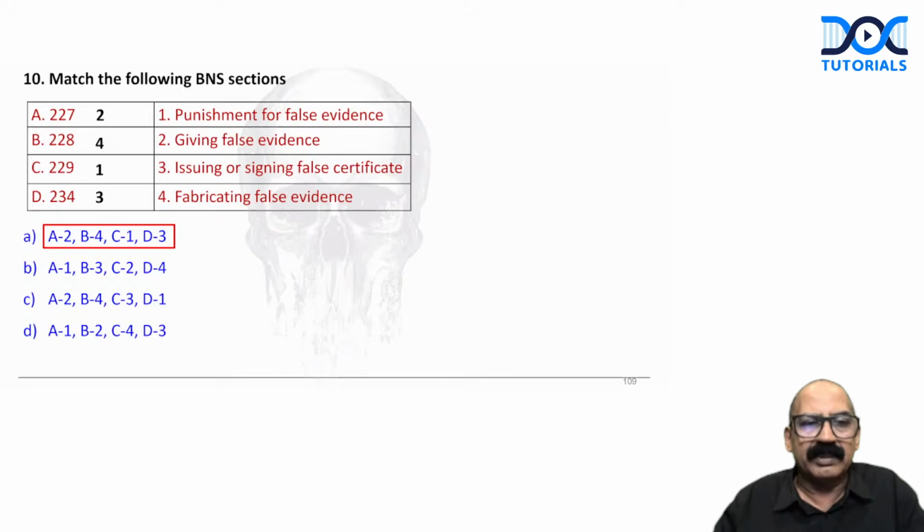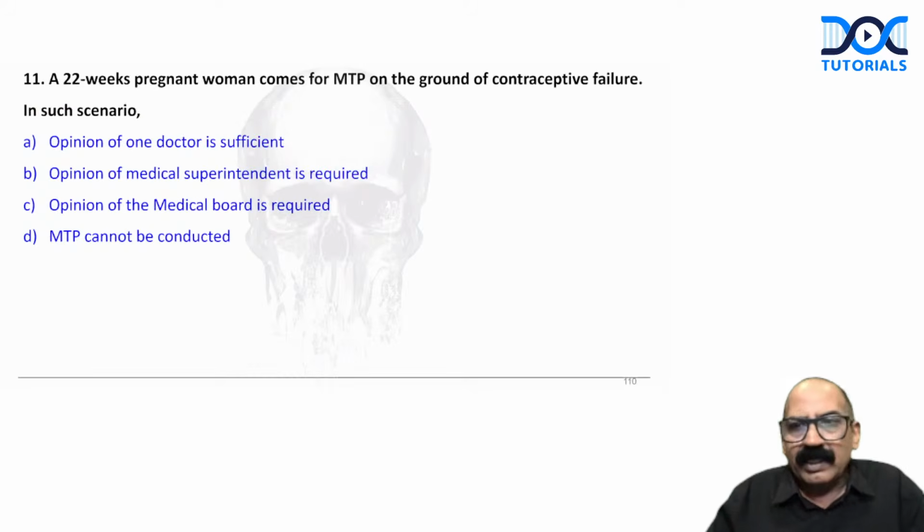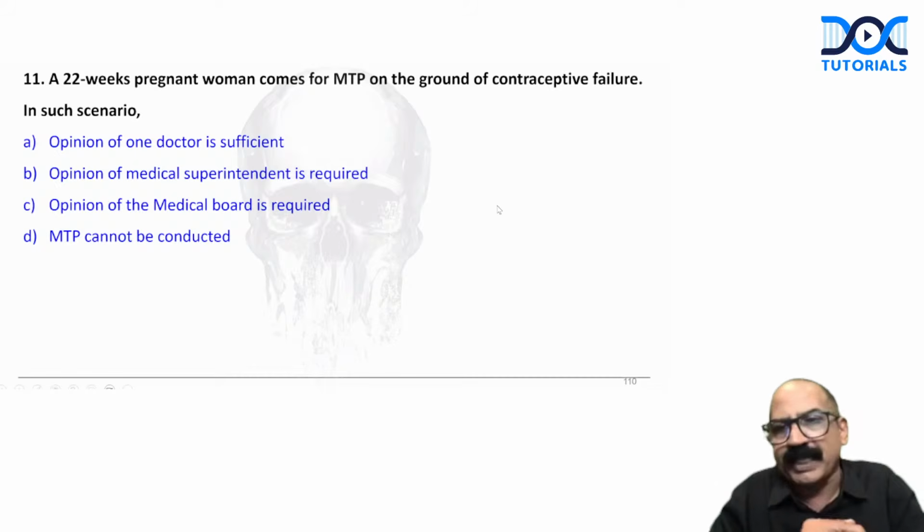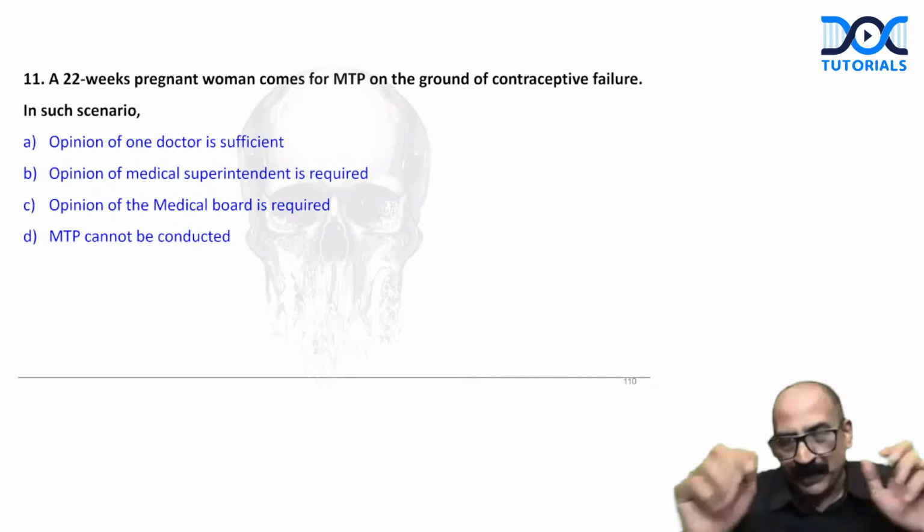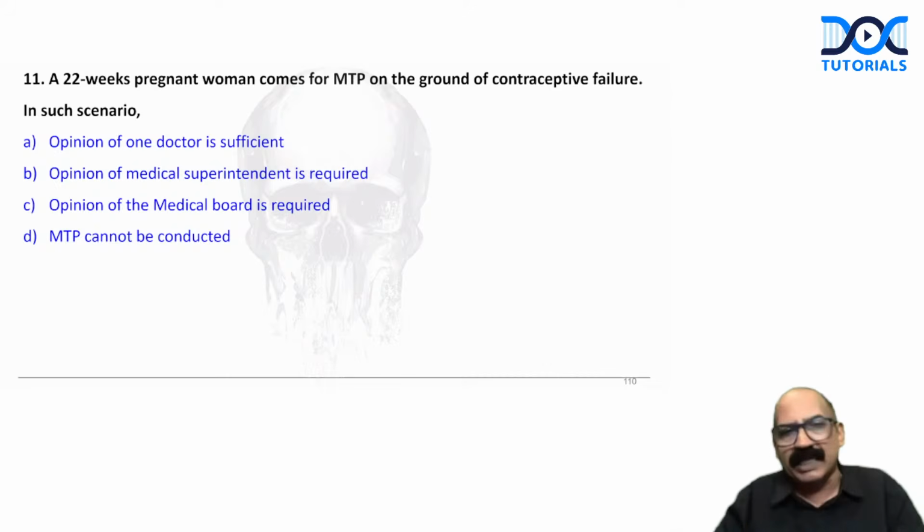Answer is A. 11. A 22-year pregnant woman comes for MTP on the ground of contraceptive failure. In such a scenario, opinion of one doctor is sufficient, or a medical superintendent, the medical boards, MTP cannot be conducted. Anyway, because MTP is very, very important, I would like to discuss each and everything.